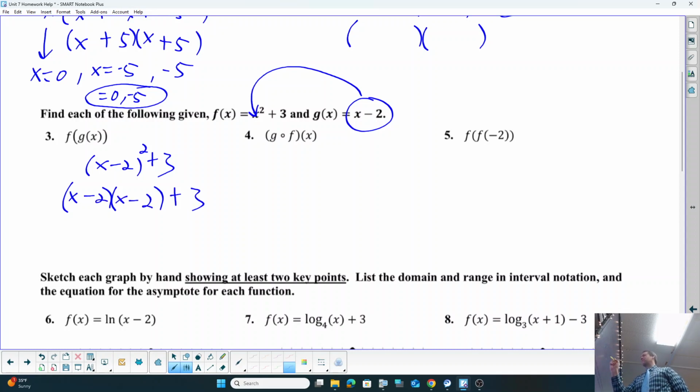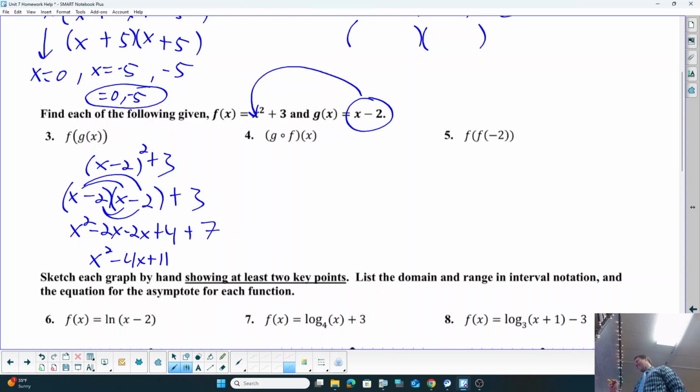So it means you have to distribute it. So x squared minus 2 times x is minus 2x. Another minus 2x, and then a plus 4. Combine like terms. So x squared minus 4x plus 11? No, plus 4 plus 3. 4 plus 3 is 7. There we go. Okay, so try the next one on your own.